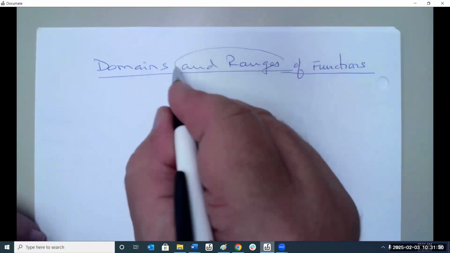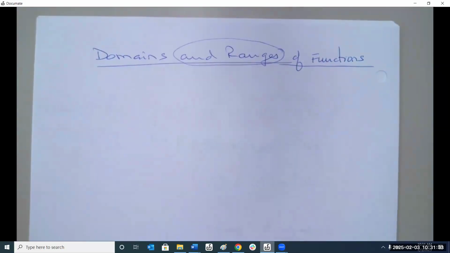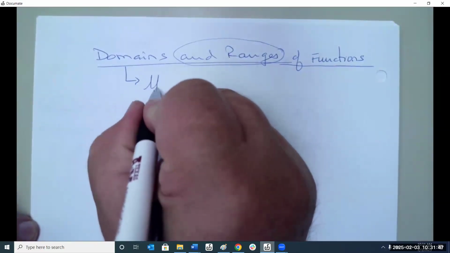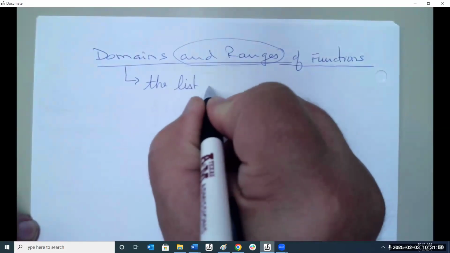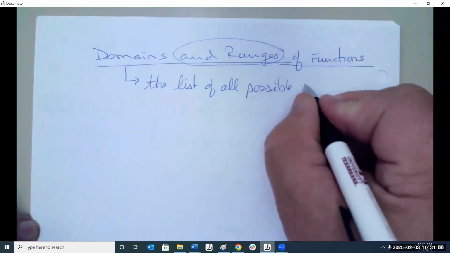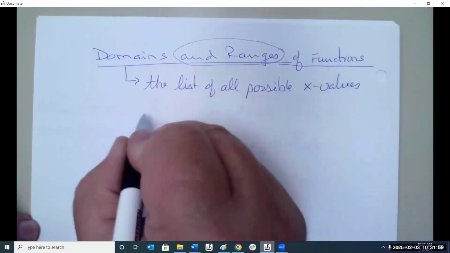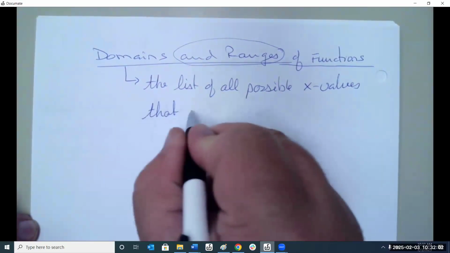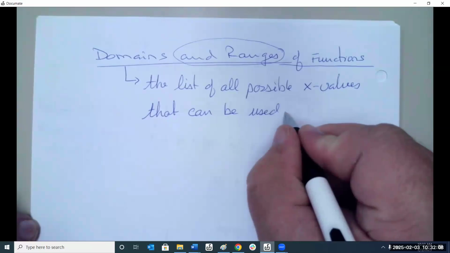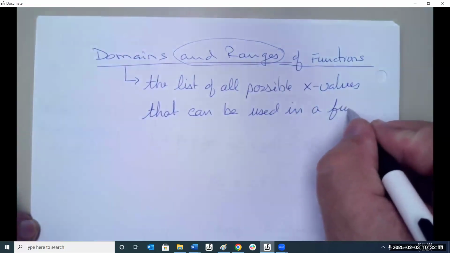Well, we're gonna do the ranges later on, perhaps. We're gonna do domains of functions in this one. Again, what are domains? The x values. So by domain of functions, we're gonna list all possible x values that can be used in a function.